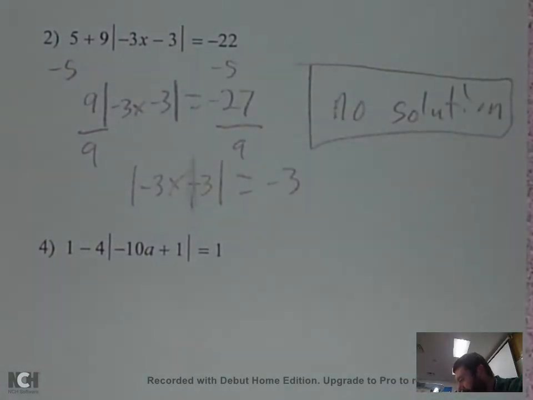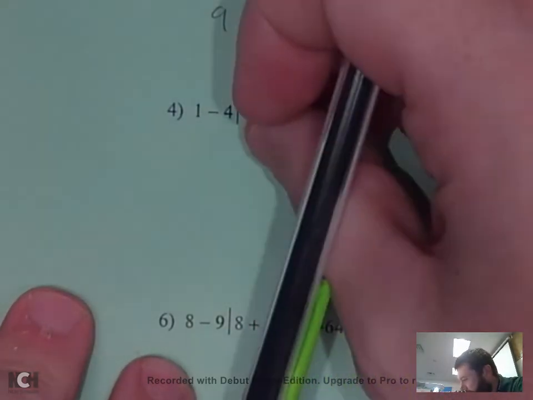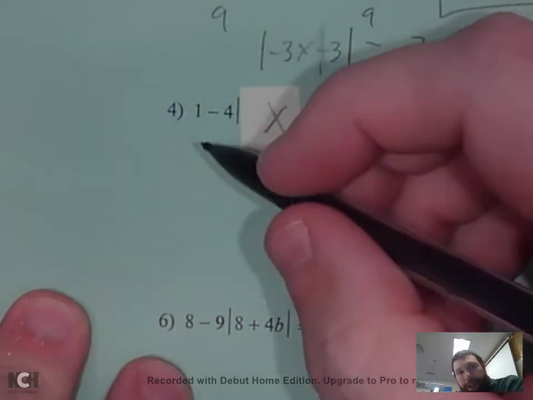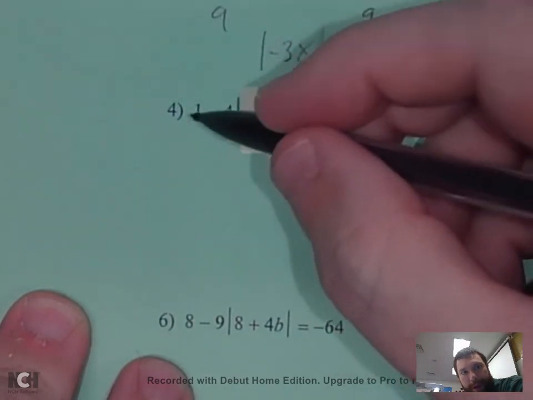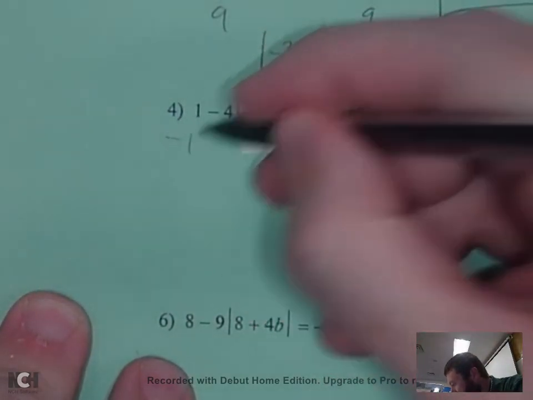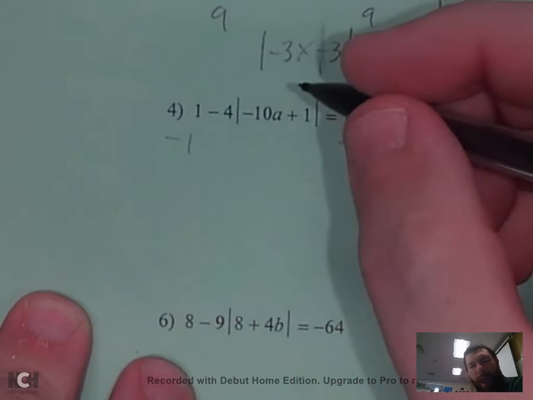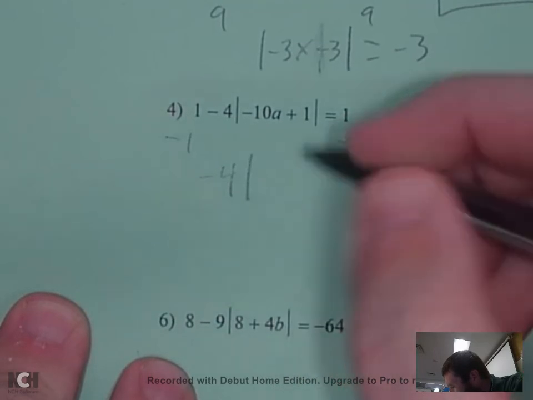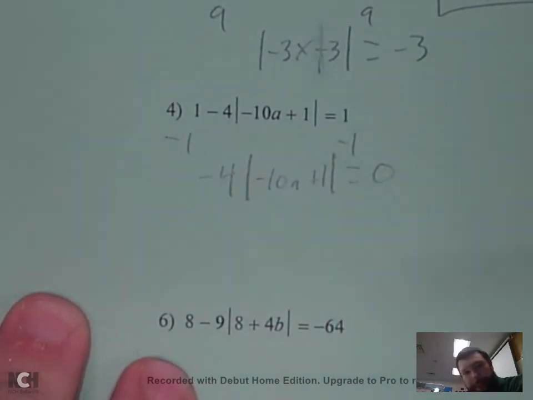Okay, let's try another one. Let's do this one, number 4. Again, I'm going to pretend that the absolute value is just a big variable, to help me out. So it would be like 1 minus 4x. Which would you get rid of first? It would be the 1, right? The number that's adding or subtracting. It's a positive 1, so I'd minus 1 from each side, which would give me negative 4 times the absolute value of negative 10a plus 1 is equal to 0.